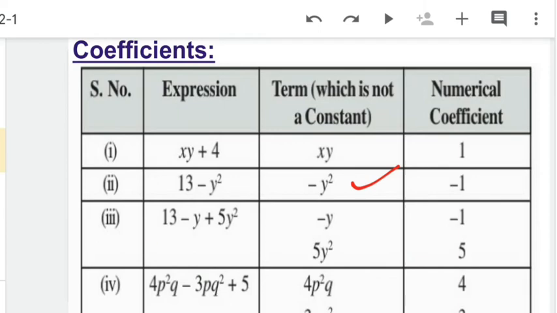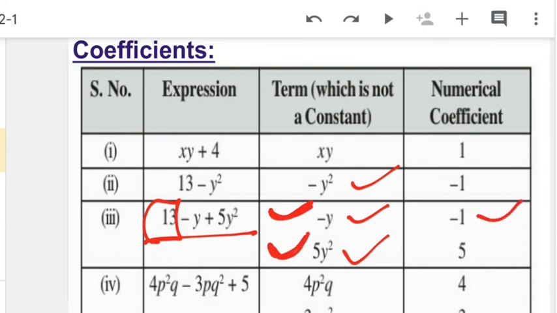Now focus on another example. Here we have 13 as a constant, so we will leave it. The second term is minus y and the third term is 5y square. Now focus only on the constant factor of the term. The constant factor of the term minus y is minus 1 and the constant factor of 5y square is 5. That means the constant factor of a term is termed as the numerical coefficient.